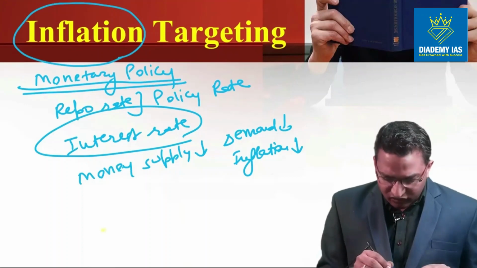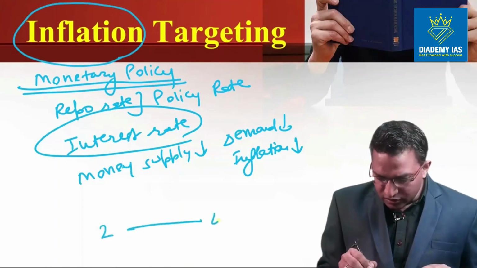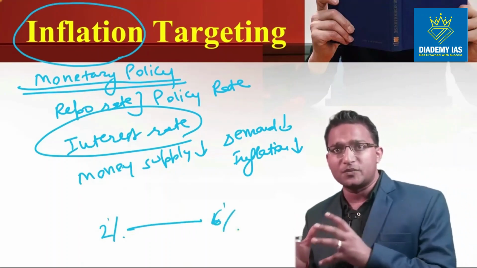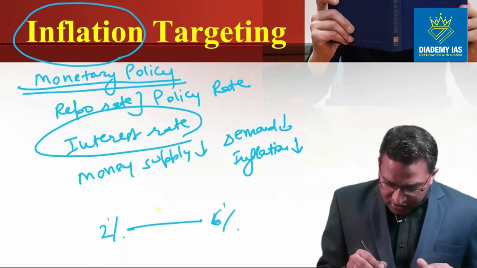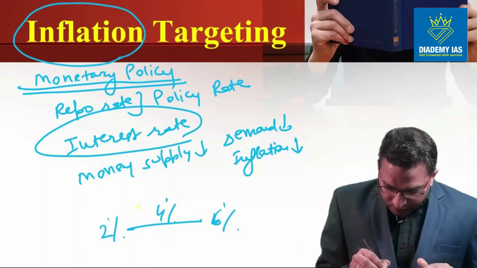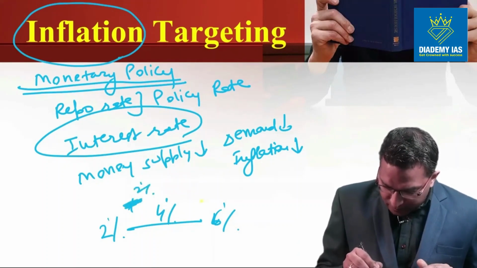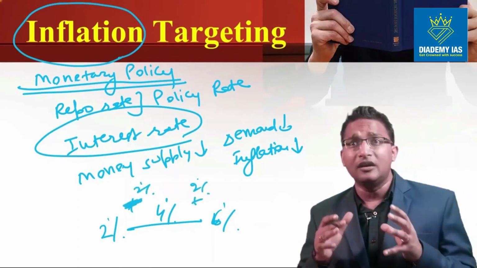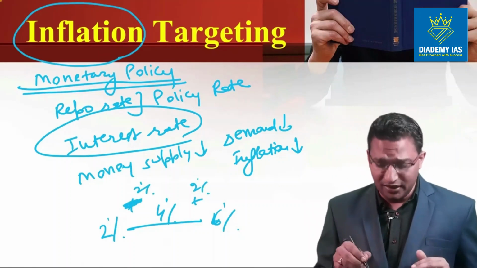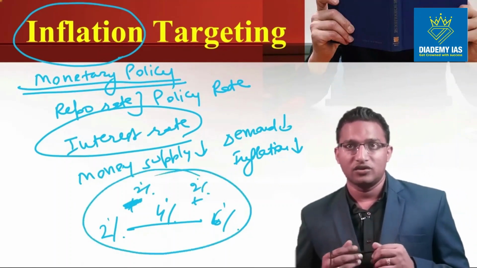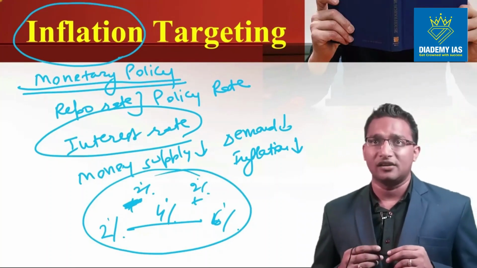This inflation range will be 2% to 6% of the inflation rate, or in other words we can say 4% plus or minus 2%. So 4% plus minus 2%, that can be the range. This is called a flexible range. So this is called the concept of inflation targeting.